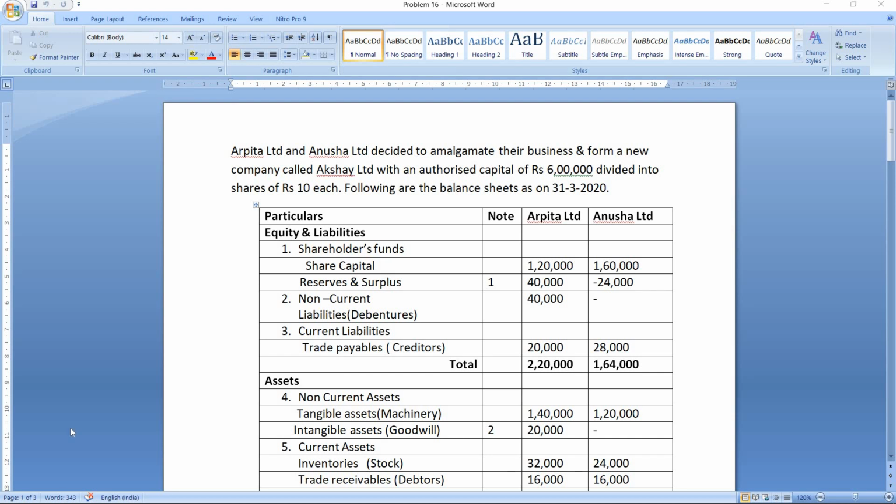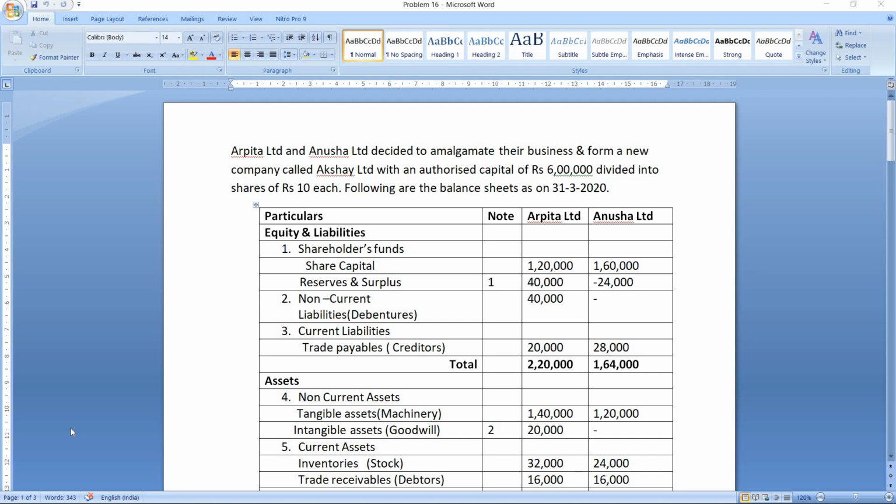Hello students, in today's video we are going to solve a problem of 15 marks on amalgamation in the nature of purchase method. So let us go through the problem. Arpita Limited and Anusha Limited decided to amalgamate their business and form a new company called Akshay Limited with an authorized capital of rupees 6 lakhs divided into shares of rupees 10 each. Following are the balance sheets as on 31st March 2020.